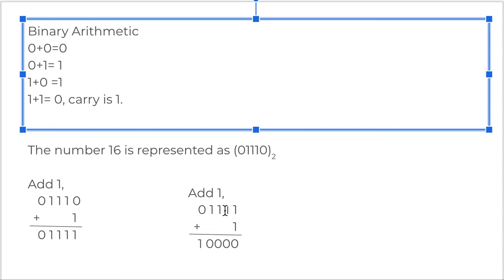Now that carry is added to this binary number. So you get 0 and again a carry. 1 plus 1, so again it is 0 with a carry 1. Again 1 is added to 1. You have a 0 and a carry 1 here again. So you have 1, 0, 0, 0, 0, right? So that's how you carry forward. That's binary addition.